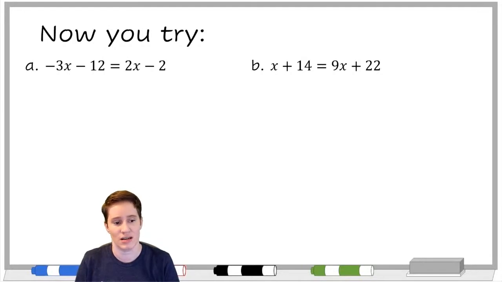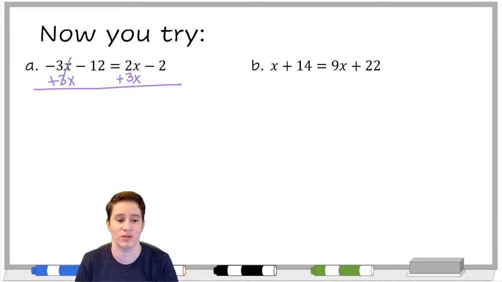So on A, I am going to take the negative 3x and I'm going to get rid of it. So I'm going to add 3x to both sides. Then on the next step, I'm going to want to take the number that's on the right and move it over to the left. So I can do that on a separate step, or I can do that on the same step. If I do it on the same step, it should look like this. So that I'm doing negative 12 plus 2, which is negative 10, and 2x plus 3x, which is 5x.